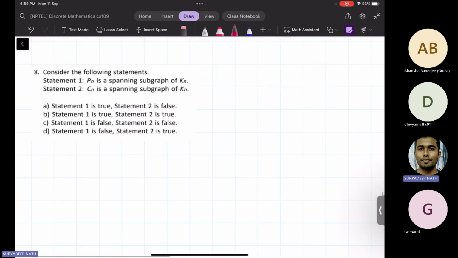Now come to the following question. Statement 1: Pn is a spanning subgraph of Kn and Cn is a spanning subgraph of Kn. So what does this symbol represent? Kn is a graph with n vertices. Think a complete graph.